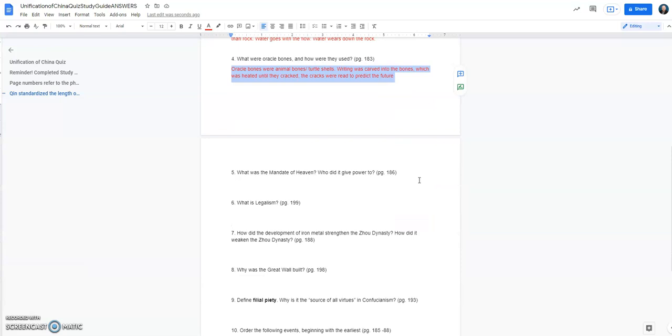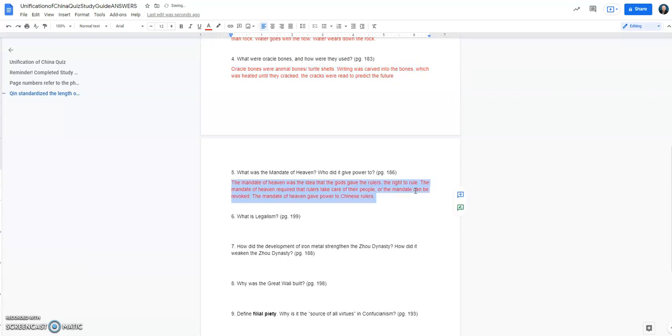Number 5, what was the mandate of heaven and who did it give power to? The mandate of heaven gave power to rulers and kings, and the idea was that the mandate was given by gods or the heavens to the rulers. And basically it says that they have the right to rule, right? It's basically the idea that God or the heavens gave permission for that person to be the king, to be the ruler.